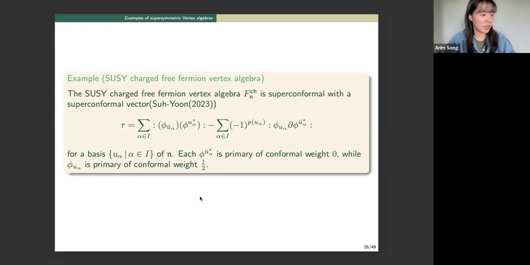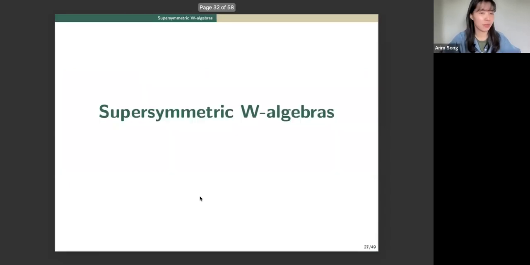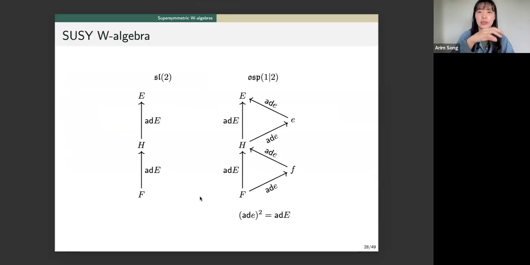Okay. I think we're ready to define supersymmetric W-algebras now. To define supersymmetric W-algebras, we consider a Lie superalgebra containing an OSp(1|2) subalgebra. The OSp(1|2) Lie superalgebra is spanned by five elements, E, H, F, e, and f. The large E, large H, large F form an SL2 triple. And the small e, small f are odd elements. These two elements satisfy a Lie bracket very similar to the supersymmetric picture. In particular, the square of the adjoint action of small e is equal to the adjoint action of large E. So this looks very familiar, right? It's like the two fields in the supersymmetric Virasoro algebra.